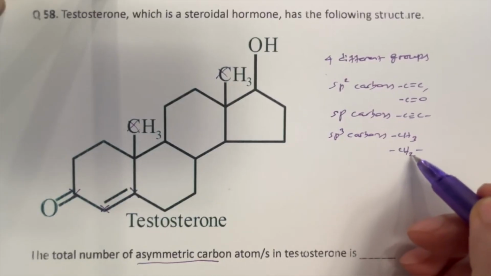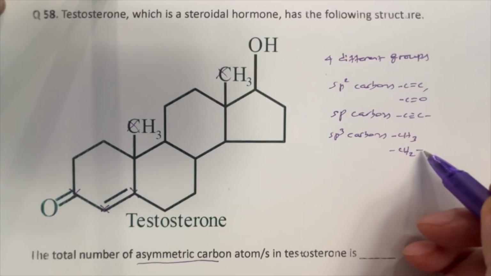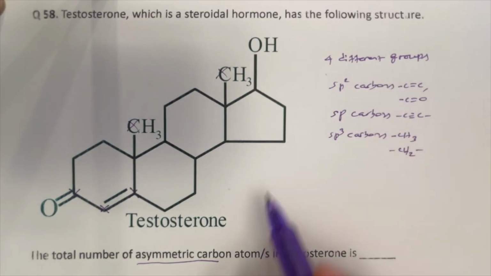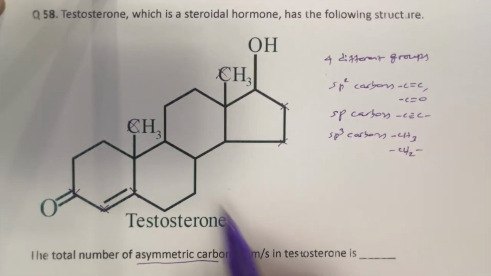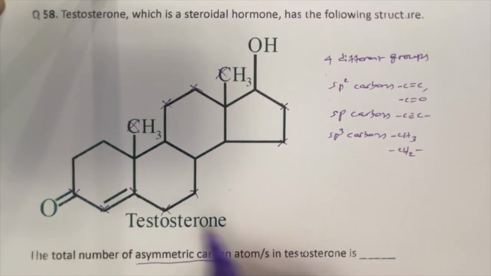Here you have 2 hydrogen atoms. So this means even if it is attached to 2 different groups, in total it would become 3 different groups, not 4 different groups. So all the methylene carbons you can eliminate. These are all methylene because this is CH2.